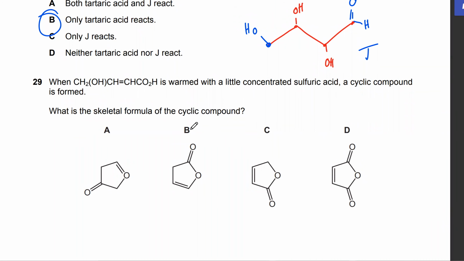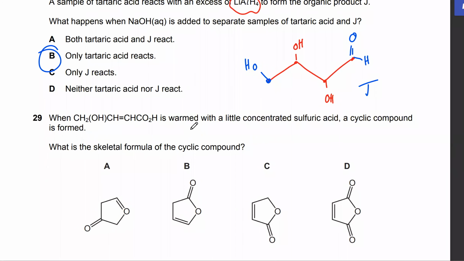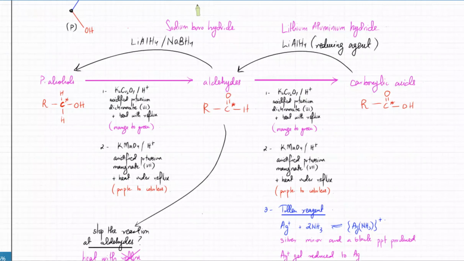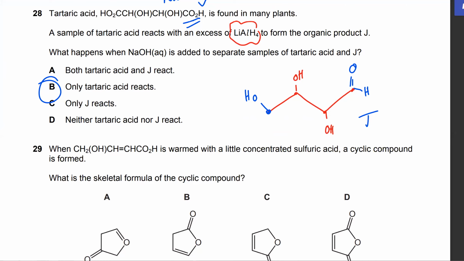Because sir, for different questions, what should we do? If he had said excess of LiAlH4, then it's obviously going to be a primary alcohol. The reaction is going all the way. Okay, so it's going all the way. And actually, last one, let's do it quickly.